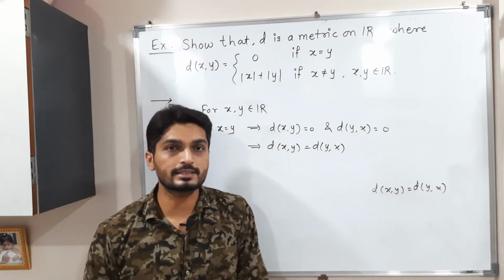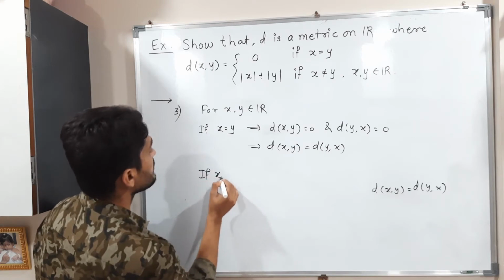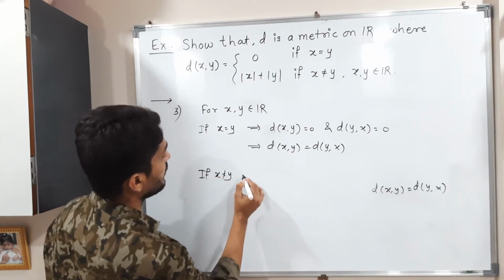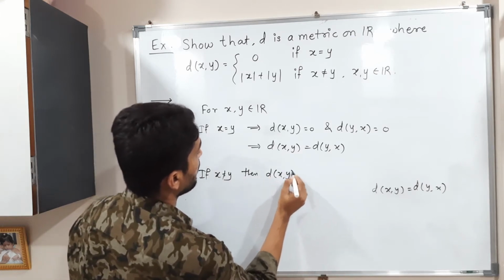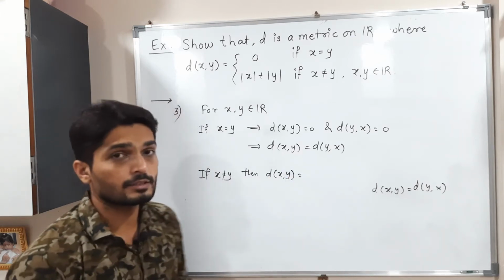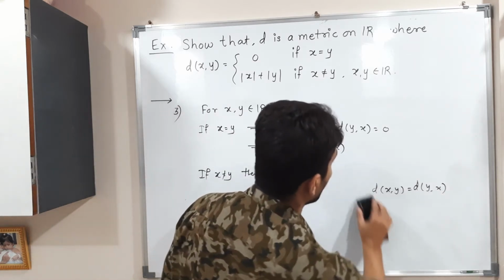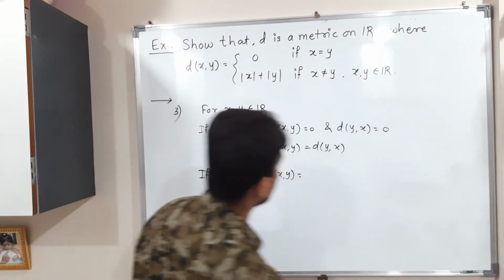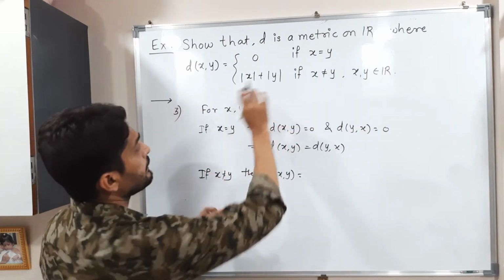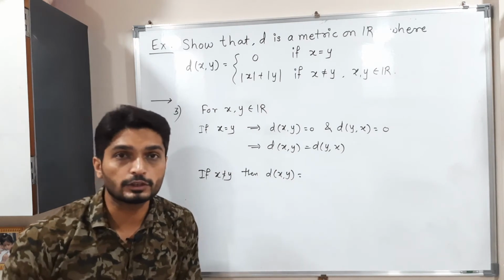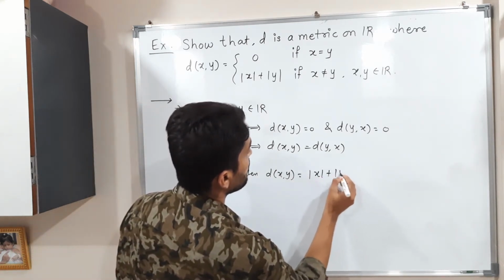So let us go for the second case. What will be the second case? If x is not equal to y. Let us see what will happen. I will start with d of xy, considering x is not equal to y. Then d of xy is equal to, since x is not equal to y, obviously I should go for the second definition, and the second definition says it is mod x plus mod y.